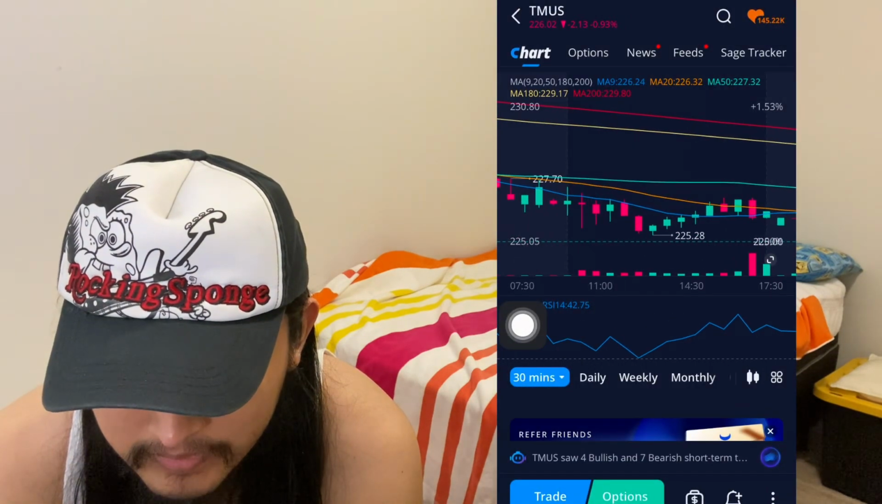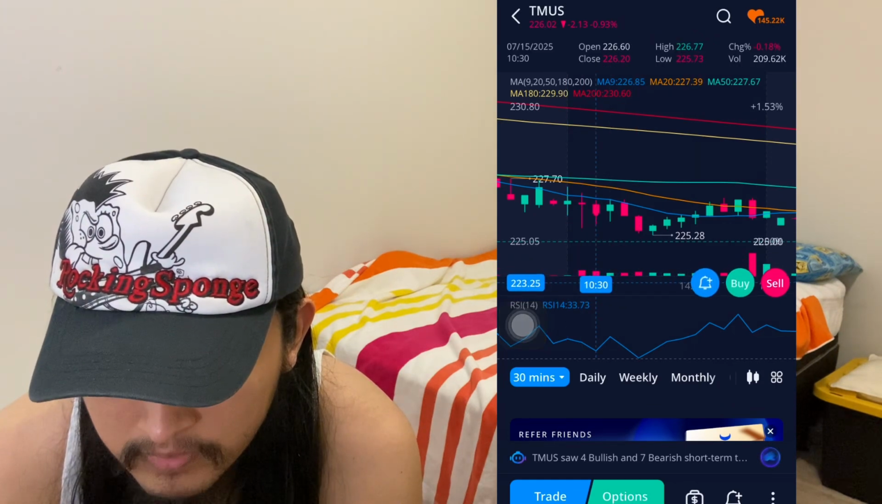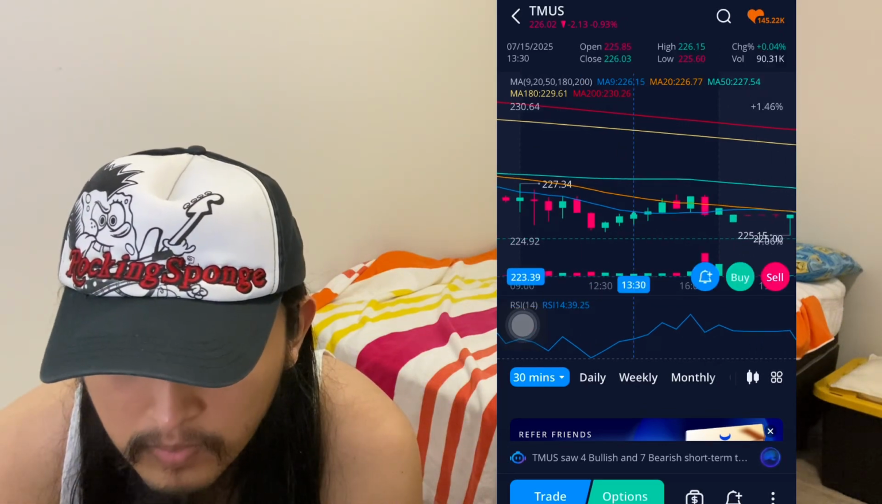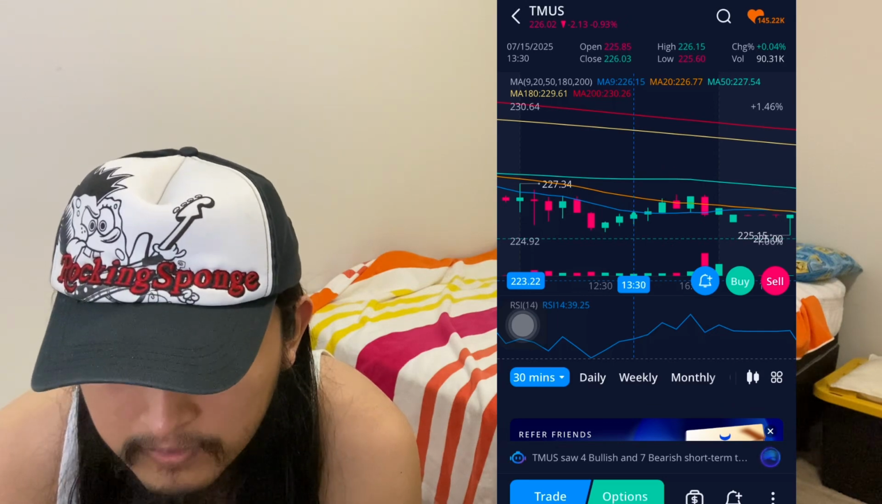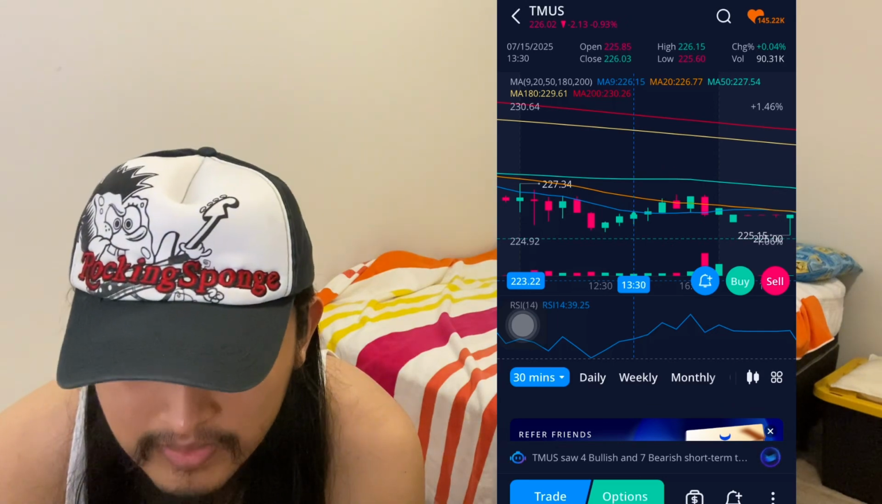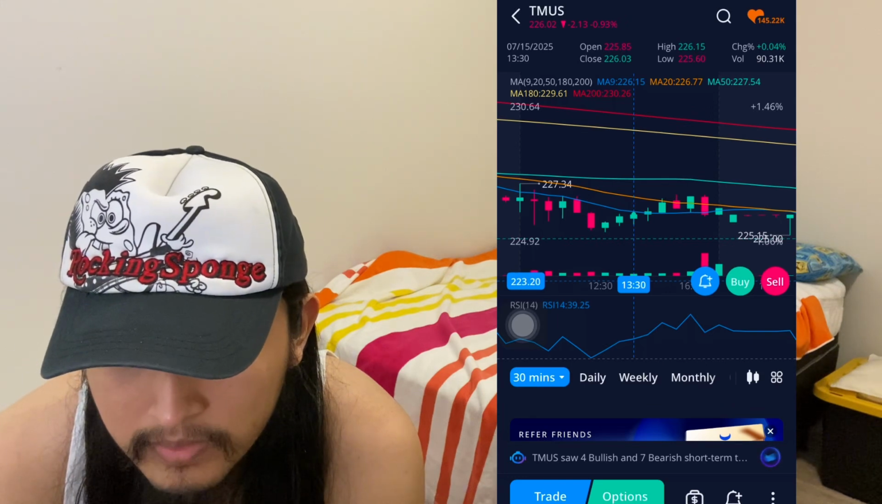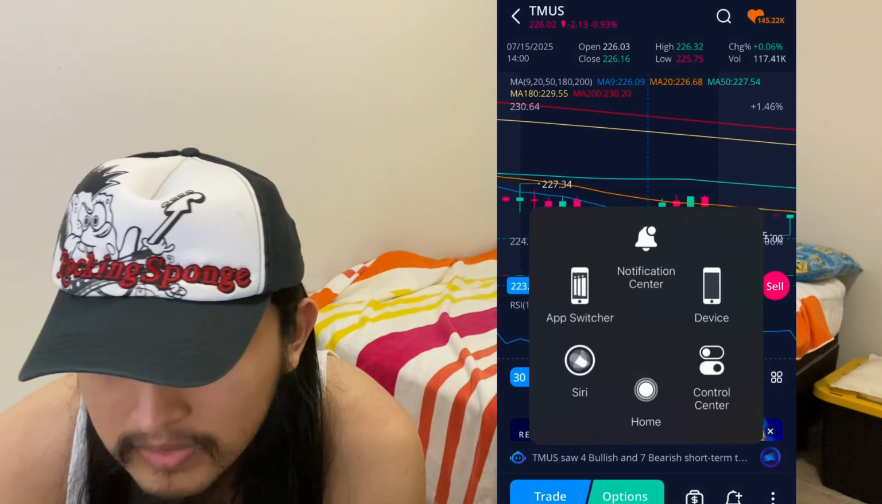I just analyzed that pretty much the whole day T-Mobile was having trouble breaking out of the 9-day moving average. So I just patiently waited for T-Mobile to approach the 9-day moving average once again. After that happened, I waited for a rejection. It didn't happen with this candle yet until the 14 candle, or I should say around 1339.